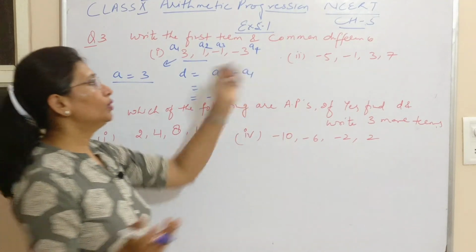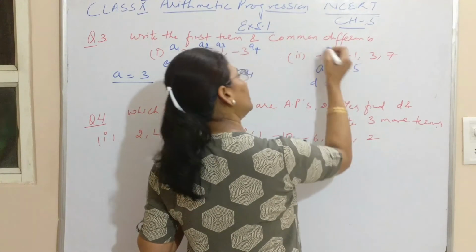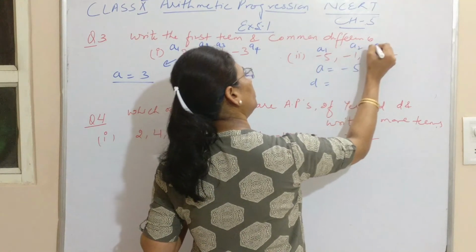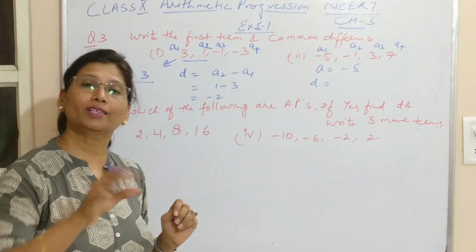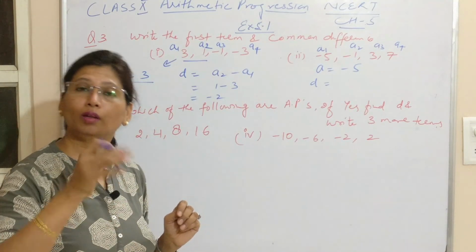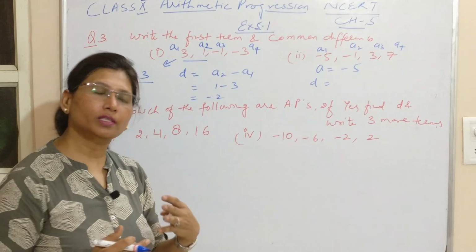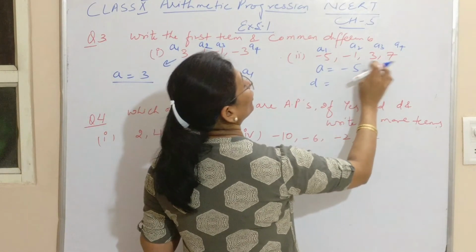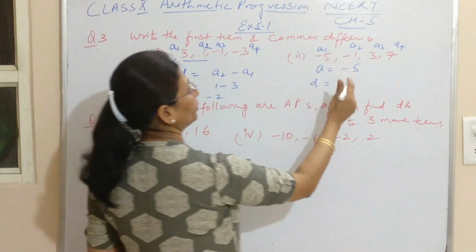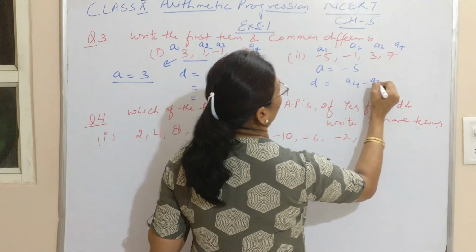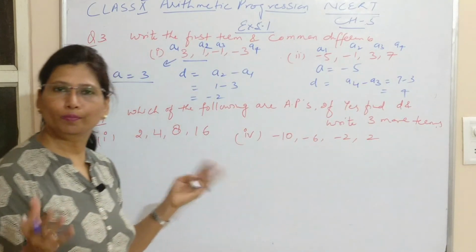Simple. Coming to this part, your first term is minus 5. What is D? Same way, A1, A2, A3, A4. It's not necessary that you subtract A2 minus A1. You can subtract A4 minus A3 also, A3 minus A2 also, because common difference is the difference between two consecutive terms. So if I take this, because I find it's easy to subtract positive numbers, A4 minus A3. This is 7 minus 3. That is 4. Correct. So simple.